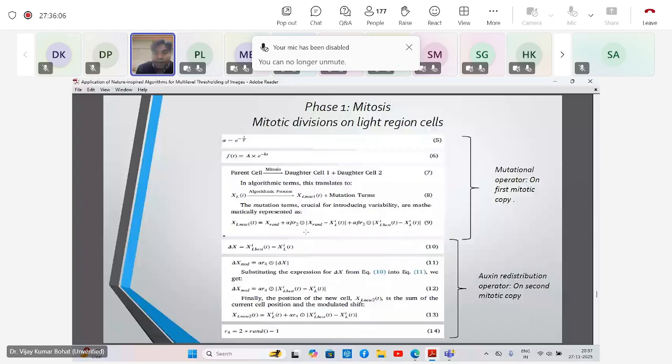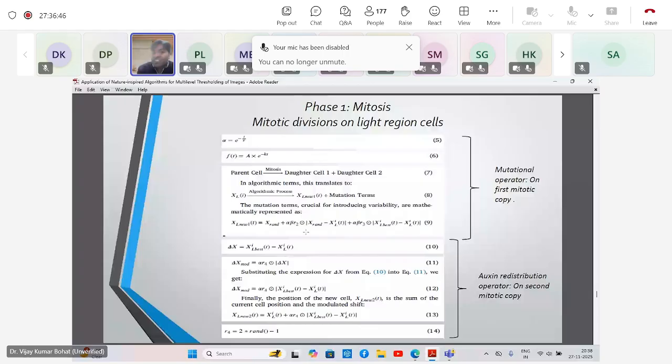The first term is XRAND minus XIL. XRAND is a randomly selected solution. XIL is the ith solution for which you are generating a daughter cell. Plus alpha, beta, R3. Again, alpha is the exponential decay, beta is for bidirectional changes, and R3 is a random number. Then we also give weightage to XIL best, which stands for the best solution in the light region cells. We also give emphasis that within the mutation, the best solution also participates. So random cells are there in equation 9, and the best cell we are also emphasizing.